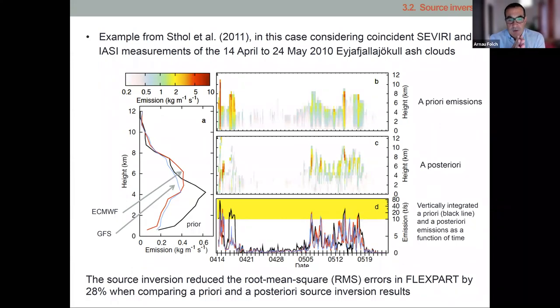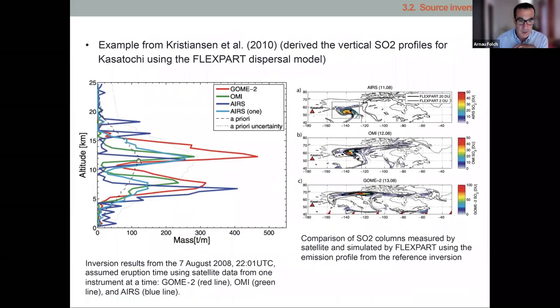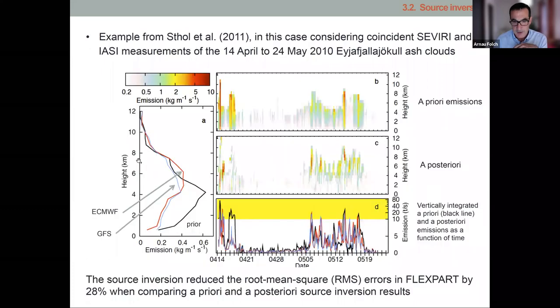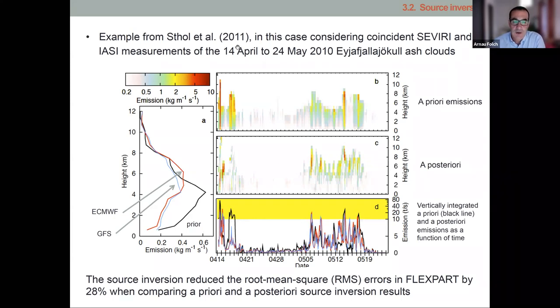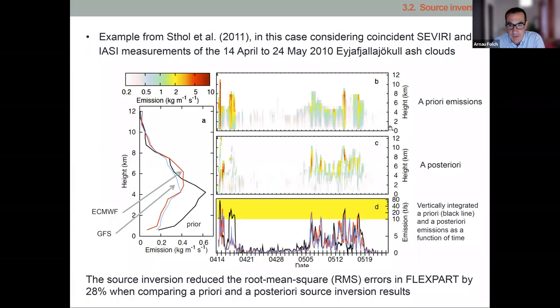The early works assumed that these profiles were steady. It means that when we get these profiles, they do not evolve with time. But later on, some of the authors already did time-dependent inversion. For example, in this work, they did an inversion with the time-dependent source. This is the a priori that they assume. So in this axis, you have time, and here you have height. And these are the a priori emissions.